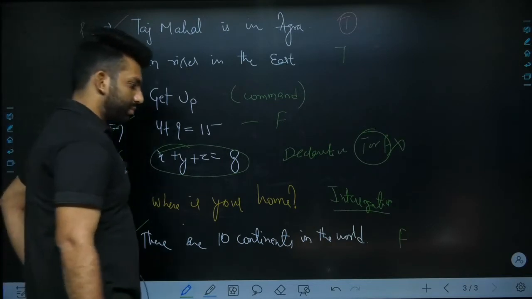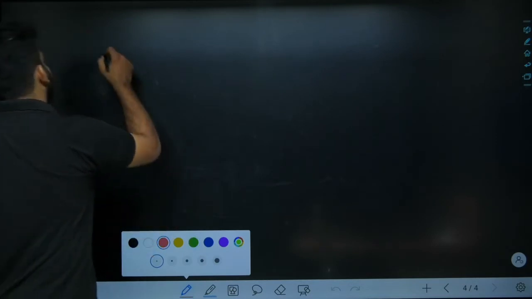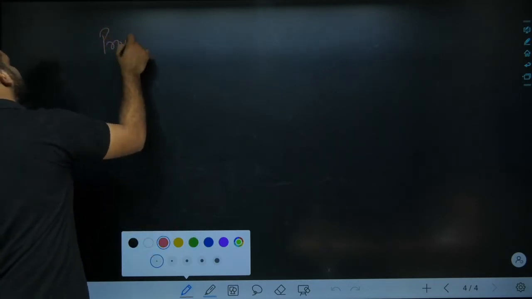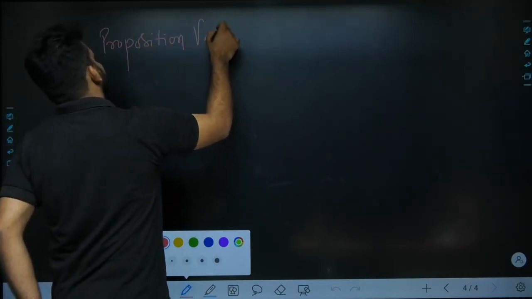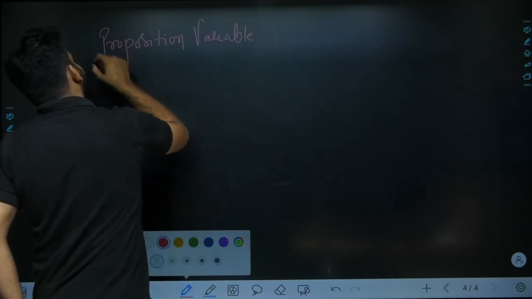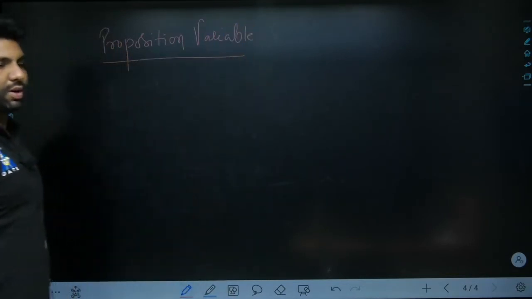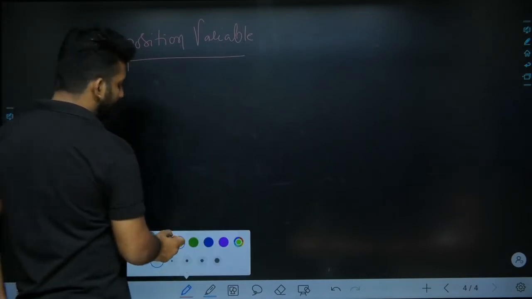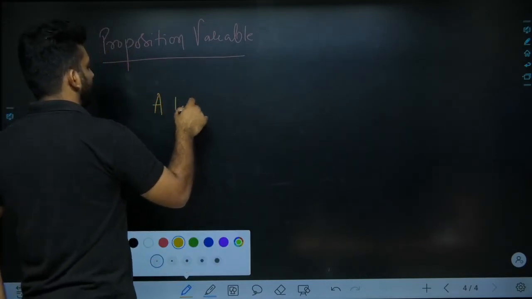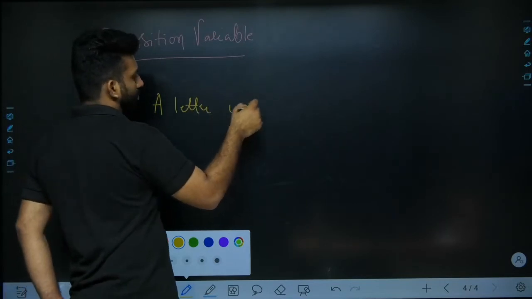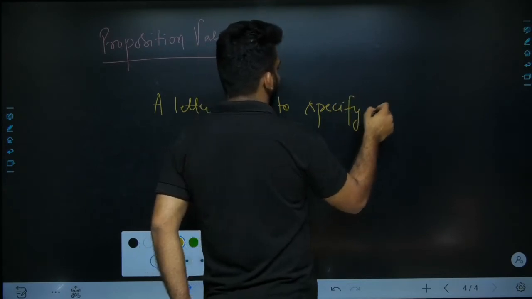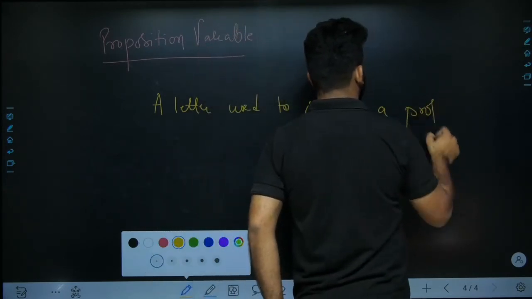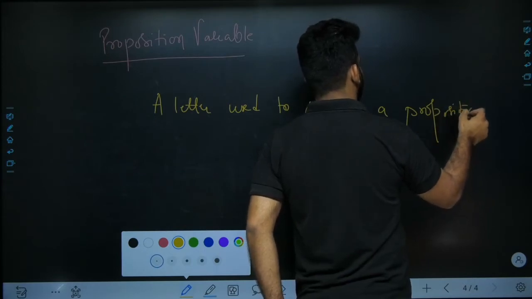Next we'll discuss the proposition variable. What is this proposition variable? Understand this properly. Very simple. As you have variables in mathematics or in programming languages, you have a similar kind of thing in the proposition variable. A letter used to specify a proposition is called simply a proposition variable.